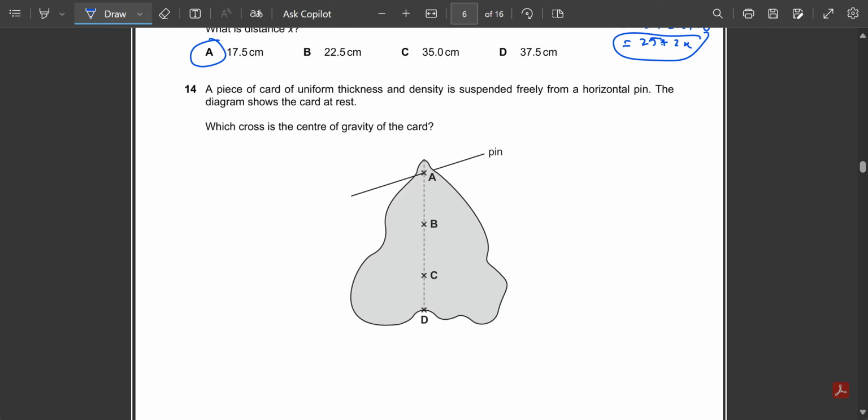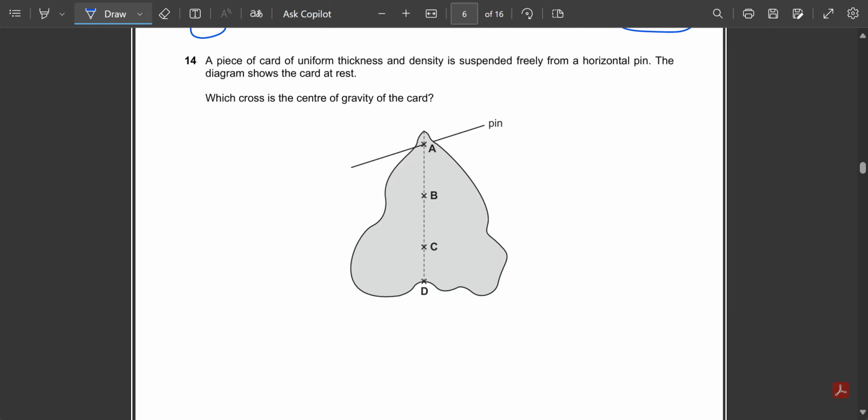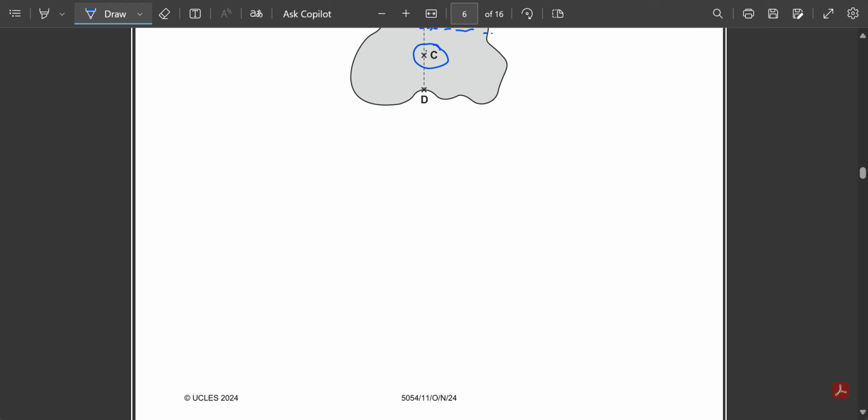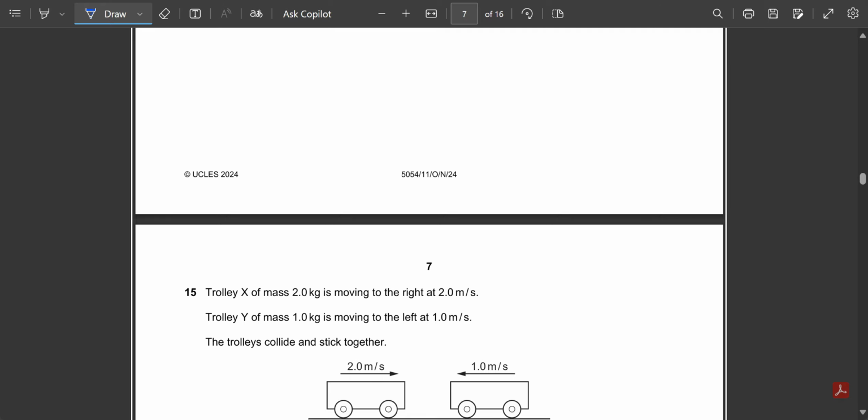Next it says, which cross is the center of gravity of the card? A piece of card of uniform thickness and density is suspended freely from the horizontal plane. The diagram shows the card at rest. Since you see at the base it is a little more expanded rather than the top, which is more concentrated, the center of gravity should be lower than half of it. This is the middle, so it should be lower than that. So that should be C, because the greater the base area, the lower the center of gravity.